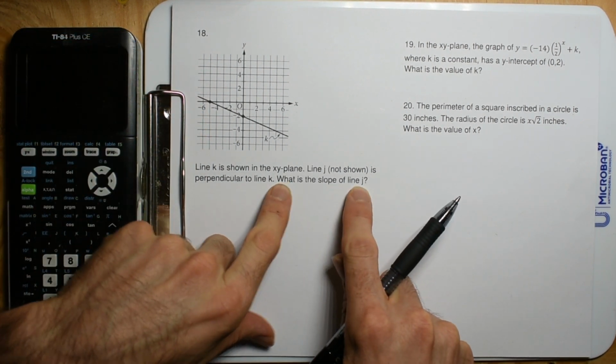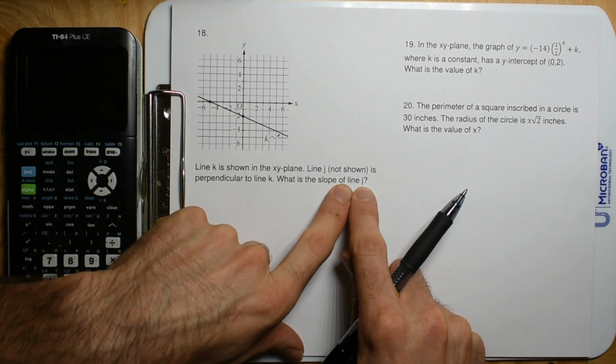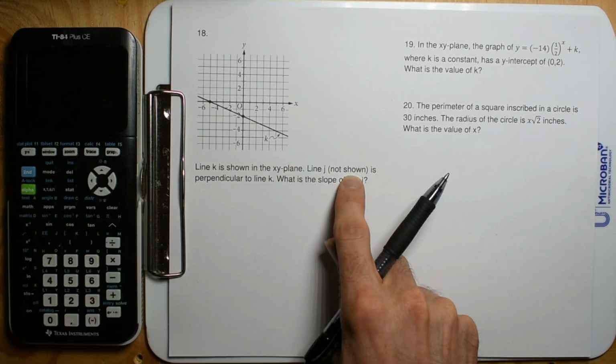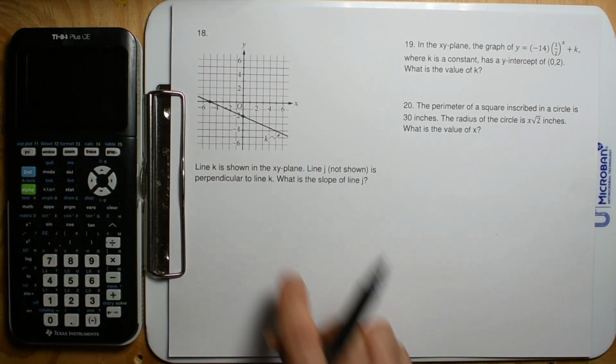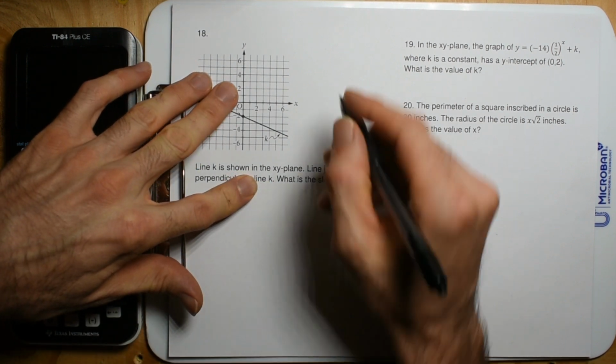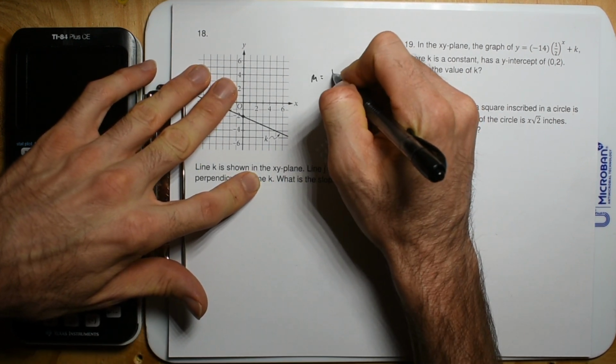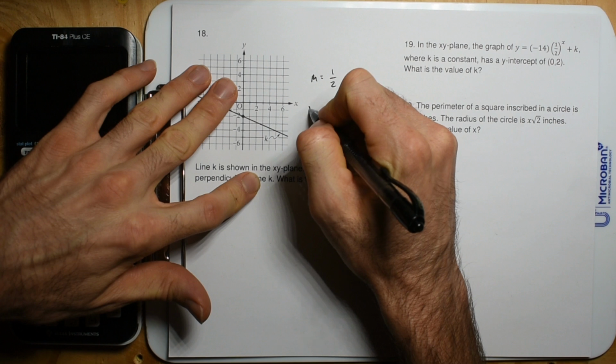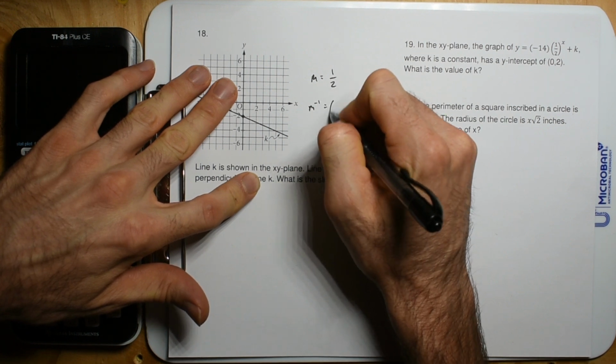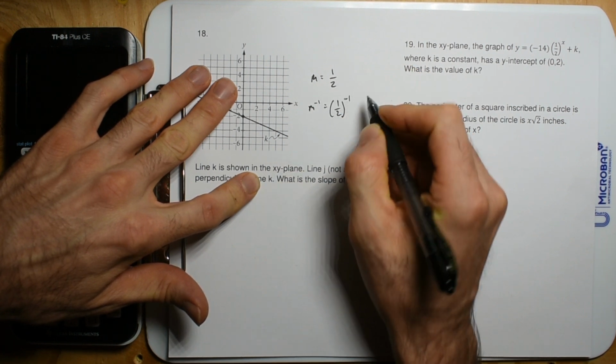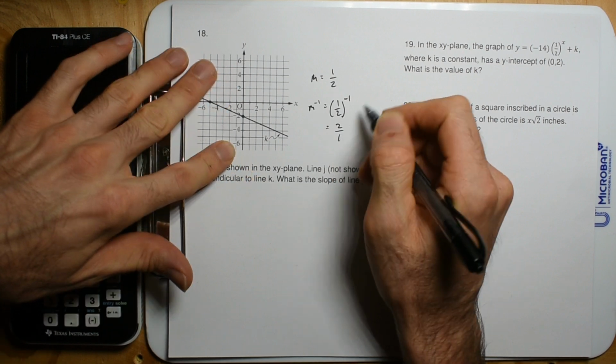What is the slope of line J? Okay, so it says line J is not shown, but it's perpendicular to this. If your slope is 1/2, perpendicular is just to the -1, so that's going to be 1 to the -1. It's just flipped. It's 2 divided by 1.